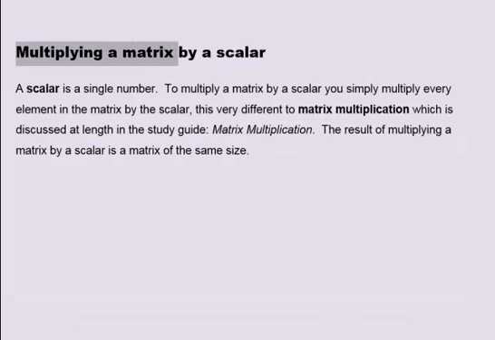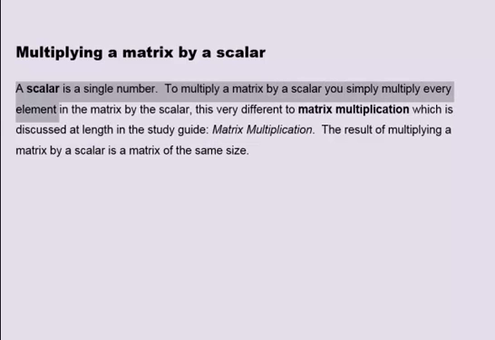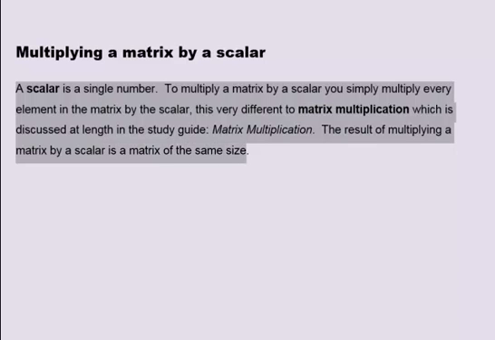Multiplying a matrix by a scalar. A scalar is a single number. To multiply a matrix by a scalar, you simply multiply every element in the matrix by the scalar. This is very different to matrix multiplication, which is discussed at length in the study guide, Matrix Multiplication. The result of multiplying a matrix by a scalar is a matrix of the same size.